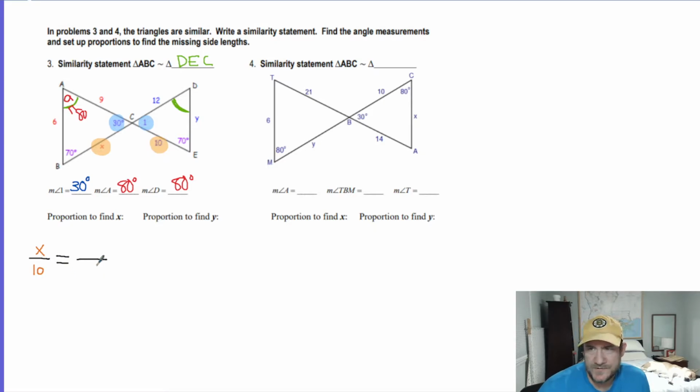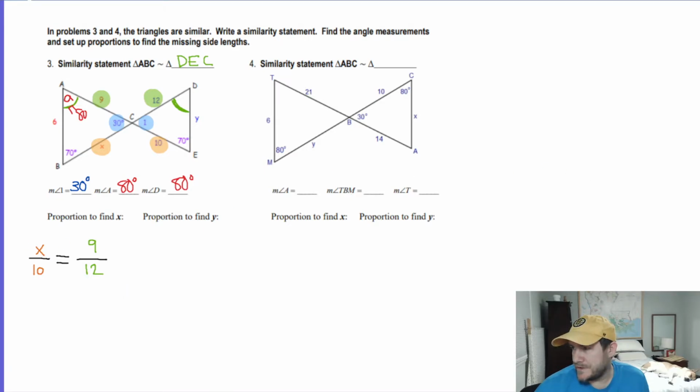Now I need a second ratio, and I'm pretty sure I'm not going to want to go with the 6 and the y. Those are corresponding, but if I use 6 and y, then I'm putting a second variable into my equation, and I can't solve equations that have two variables in them. So I guess that means I should focus on this 9 and 12. Those are corresponding parts, and I know both of their values, so I can take that and plug it in. So we did x over 10, meaning we were working from this triangle to this triangle, so we want to do it the same way. We'll do 9 over 12.